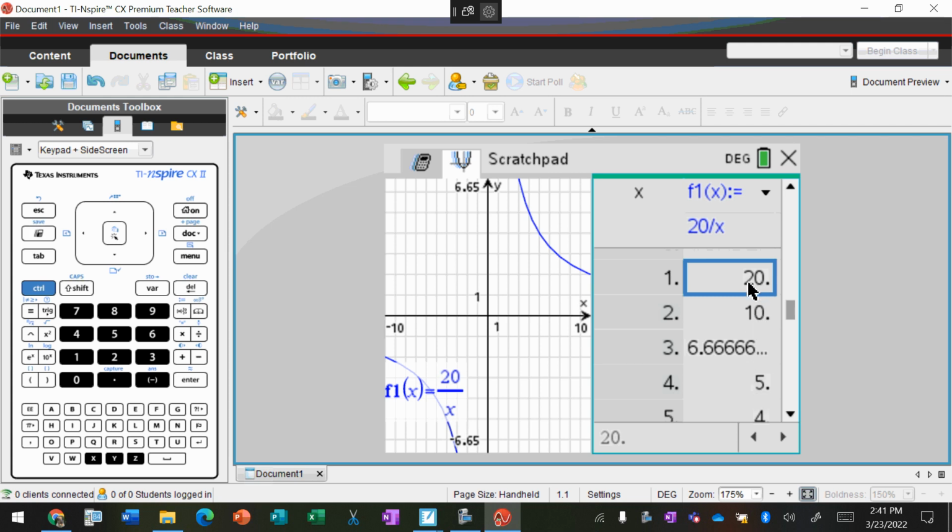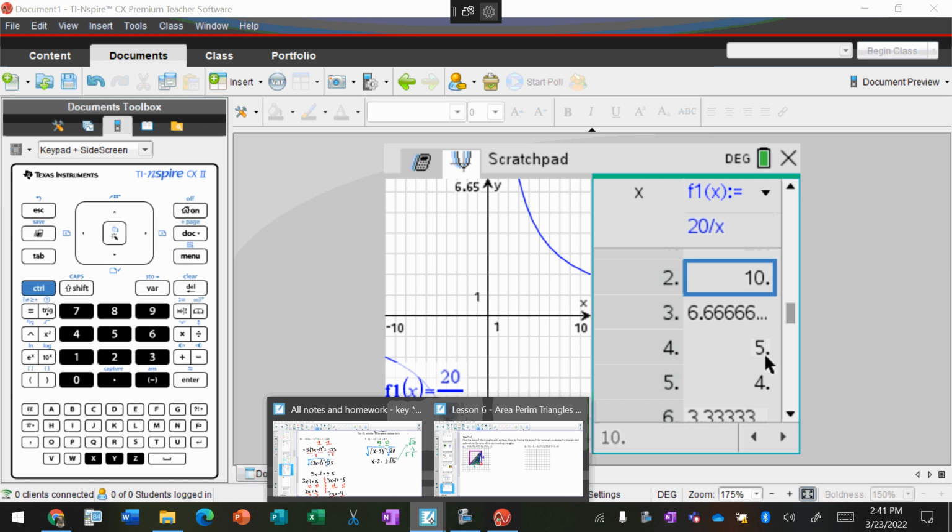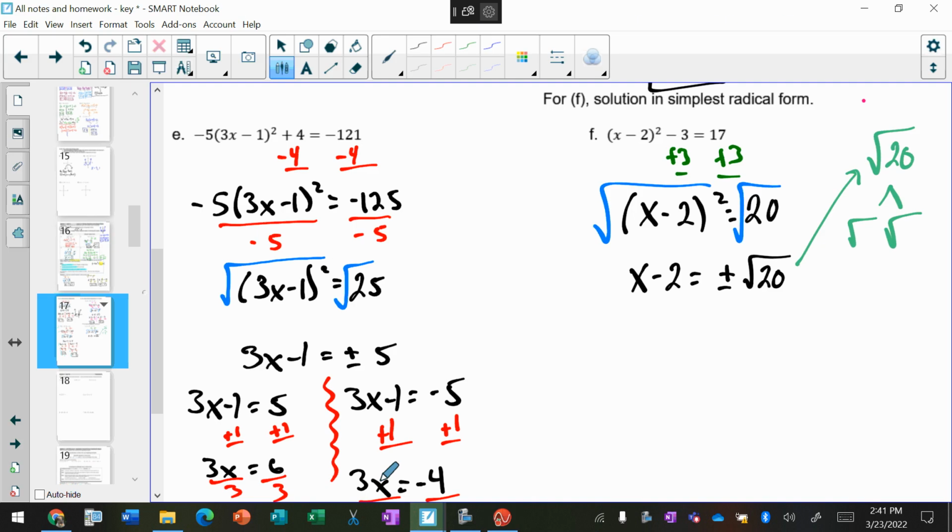20 is not a perfect square. 10 is not a perfect square. Anything with a decimal, we're not going to use. 5 is not a perfect square. 4 is a perfect square. 4 is the first perfect square that I come to in the y column. So that means 4 will be the largest perfect square that I want to use.